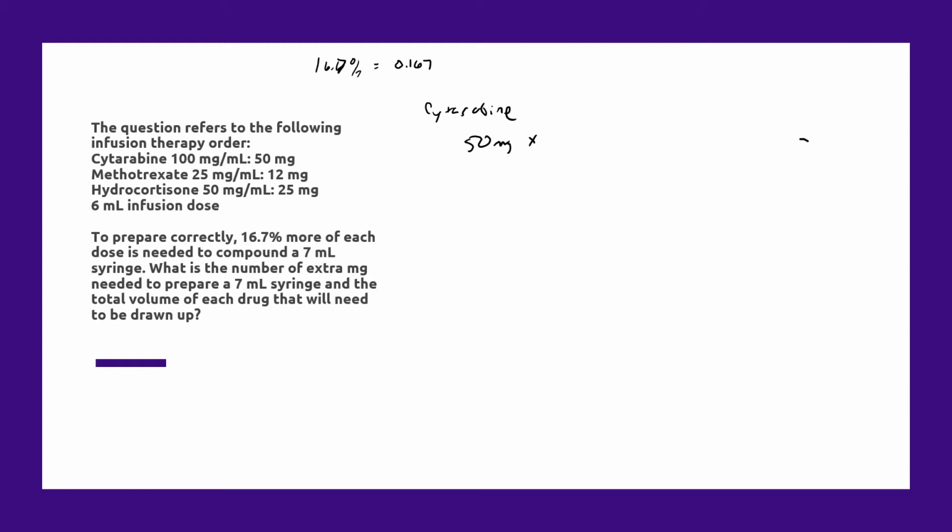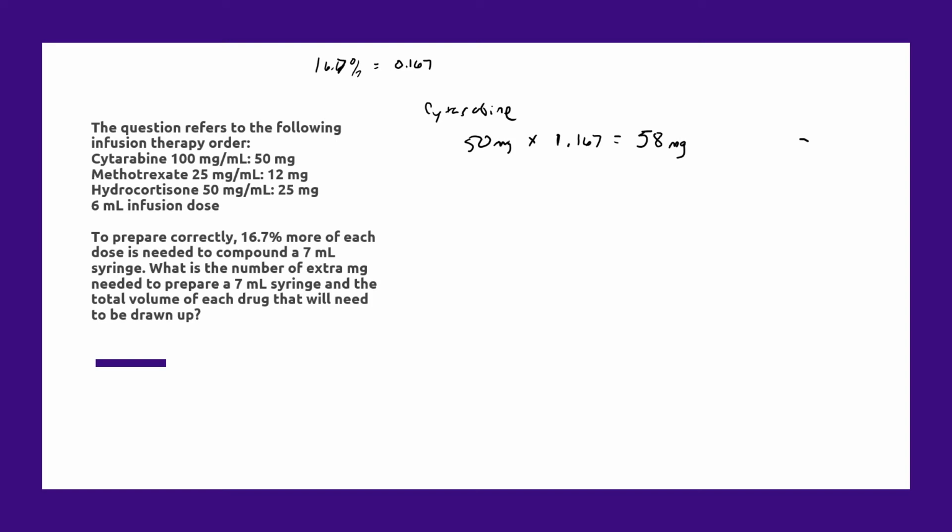So one quick trick that I have to increase a number by a given percentage is to multiply it by 1 plus the percentage as a decimal. So we'll multiply this by 1.167. This is just a shortcut that I like to use. If we take cytarabine and we need 50 milligrams, to increase that by 16.7%, we'll multiply it by 1.167. Meaning we're going to need 58.35. For simplicity, I'm just going to round these to whole numbers. So we're going to need 58 milligrams of cytarabine.